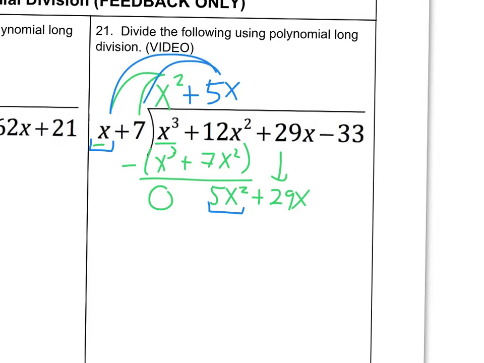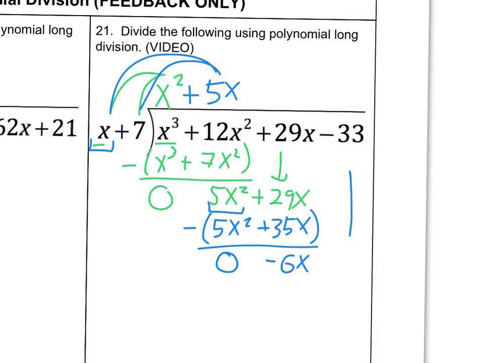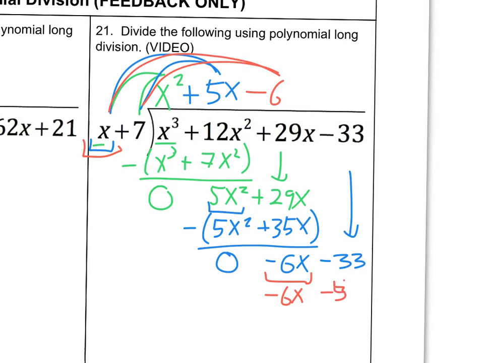When I distribute that down, I get 5x squared plus 35x. And when I subtract, I get 0 and minus 6x. Bring down the next piece, minus 33. And I repeat the process. To get from x to minus 6x, it's going to be minus 6. I'm going to distribute to give me minus 6x and minus 42.